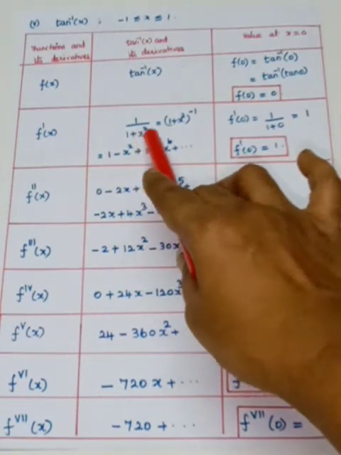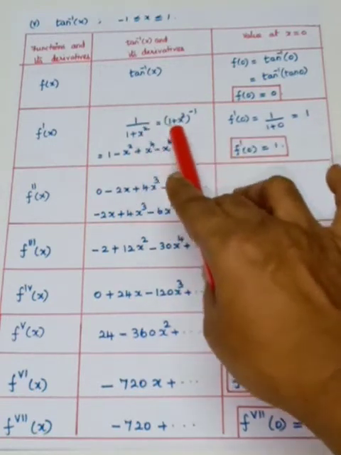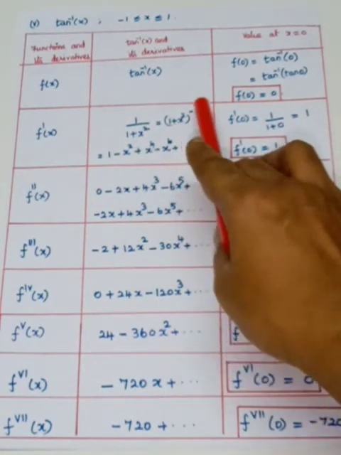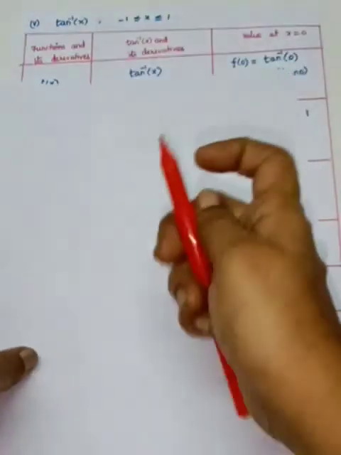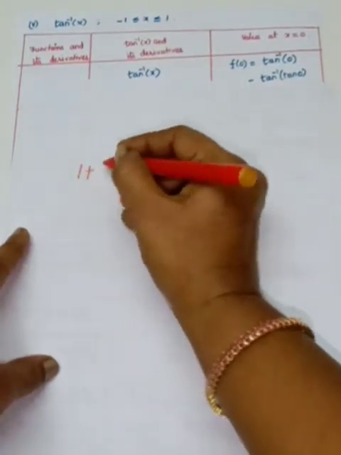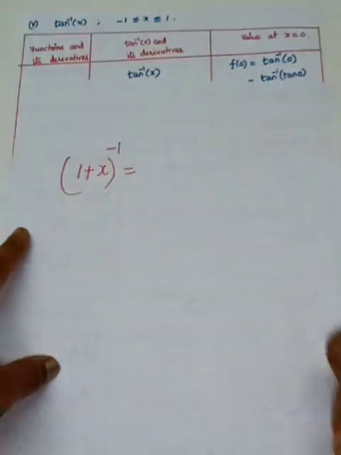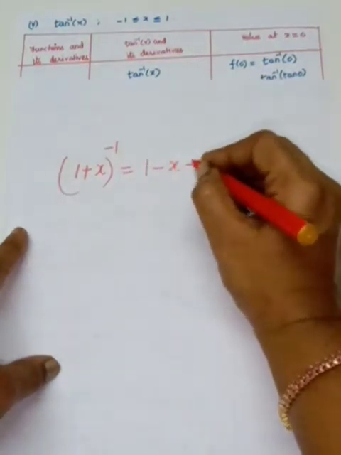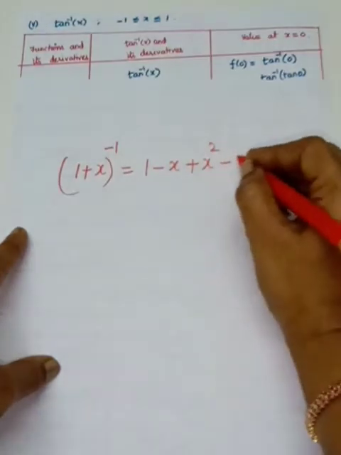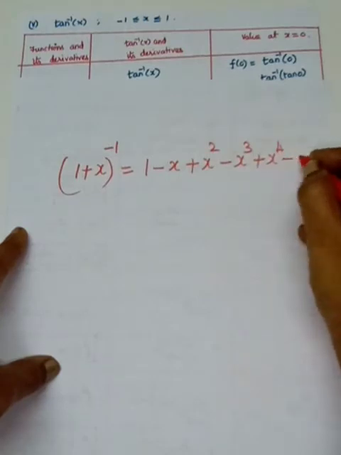Okay, so 1 divided by 1 plus x squared can be written, if you bring it to the numerator, as 1 plus x squared the whole power minus 1. So you will have the expansion. See now, 1 plus x the whole power minus 1 can be written as 1 minus x plus x squared minus x cubed plus x to the power 4 minus etc.